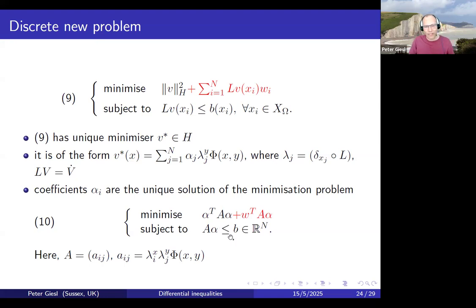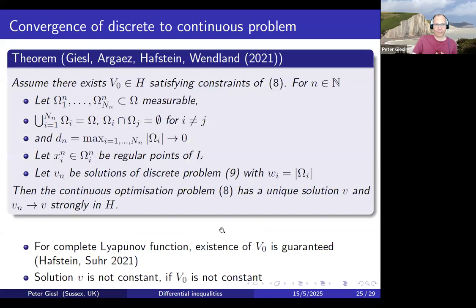So we can solve it in the same way as before, and we have the same theorem that the solution of a discretized problem with more and more points will converge to the solution of the original problem, which is this theorem actually. Don't look too much at the details, but these omegas are basically these sets that get finer and finer, with a point in there, and this gives you the discrete problems, and we have strong convergence. And again, we need that there exists a function satisfying the constraints, but this time it's actually easier. We just need a complete Lyapunov function.